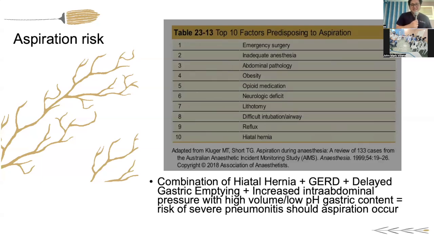In summary, patients with hiatal hernia are at risk for aspiration. Some of the patients who have hiatal hernia also have gastroesophageal reflux as well as obesity, which are also part of the top 10 factors predisposing to aspiration. Yes. If the hiatal hernia is large enough, it may compress the heart.